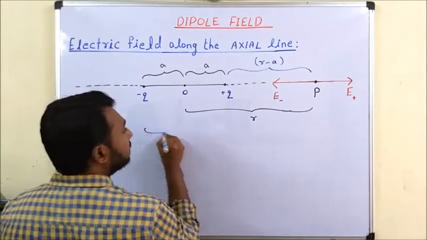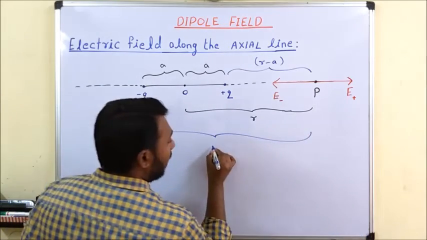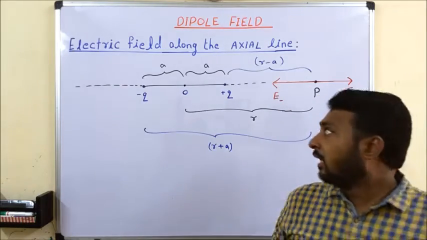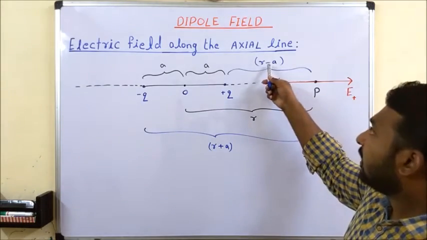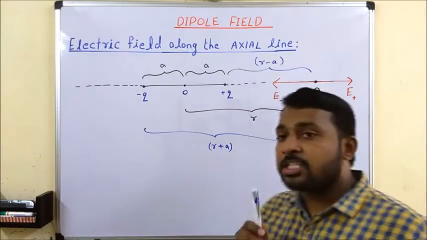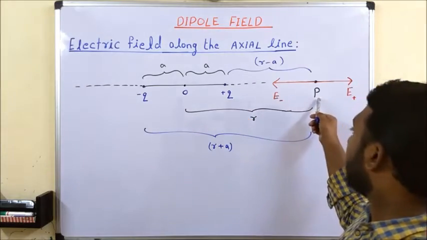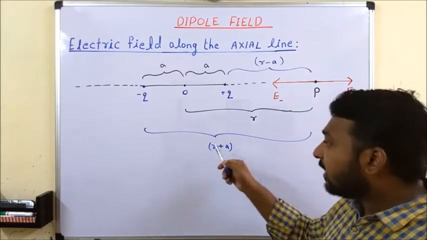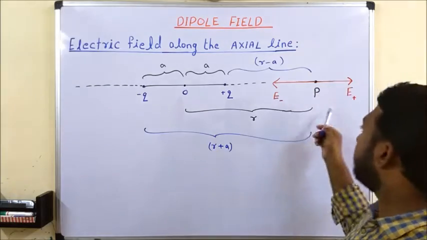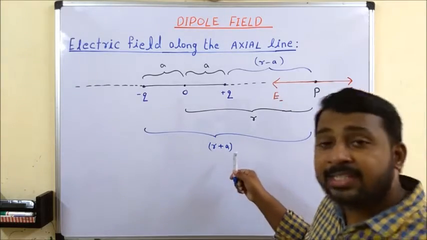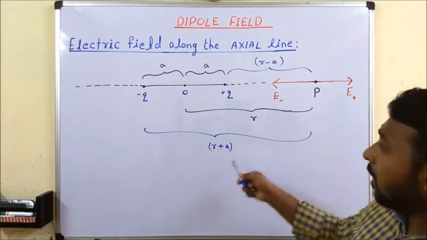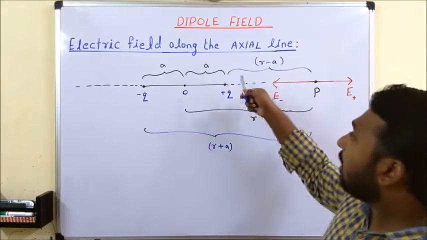So the distance is R plus A. Look at this. R minus A is the distance of plus Q from P, and R plus A is the distance between minus Q and P. Obviously, R plus A is greater than R minus A. So that means point P is much farther from minus Q than plus Q.